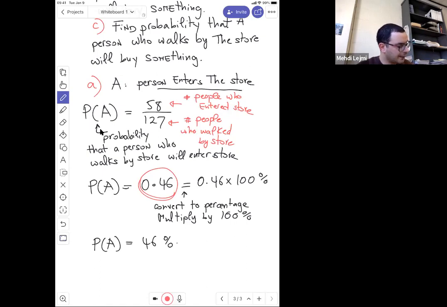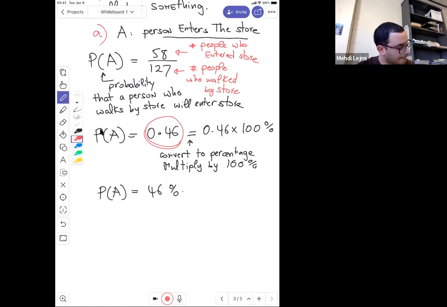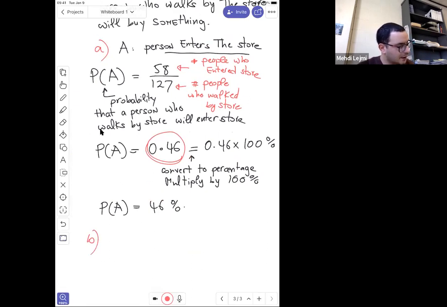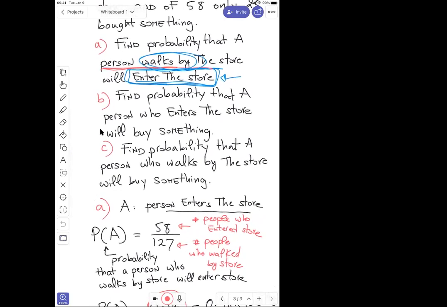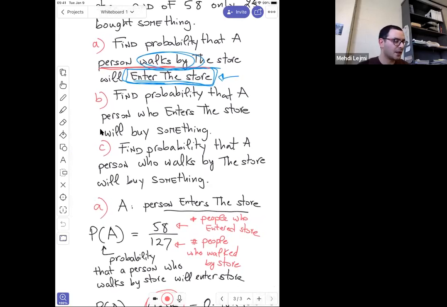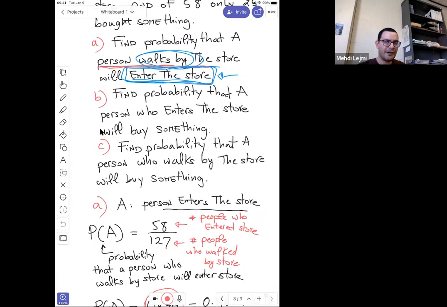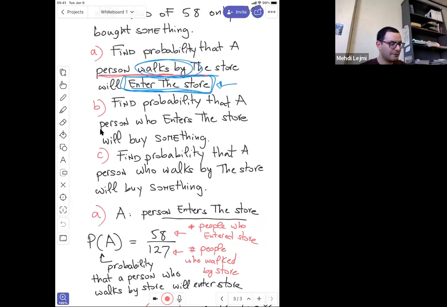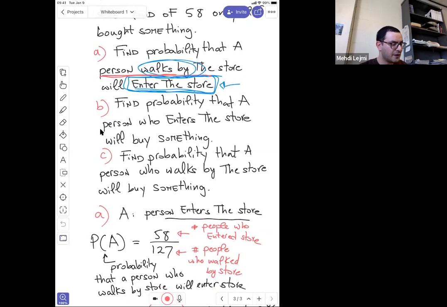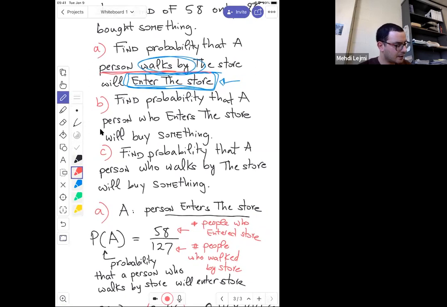All right, so now next for B. What will be the event in B? What's the event here? Let's see. It would be 58 over 25, no? Well, probably the other way around. So 25 over 58.